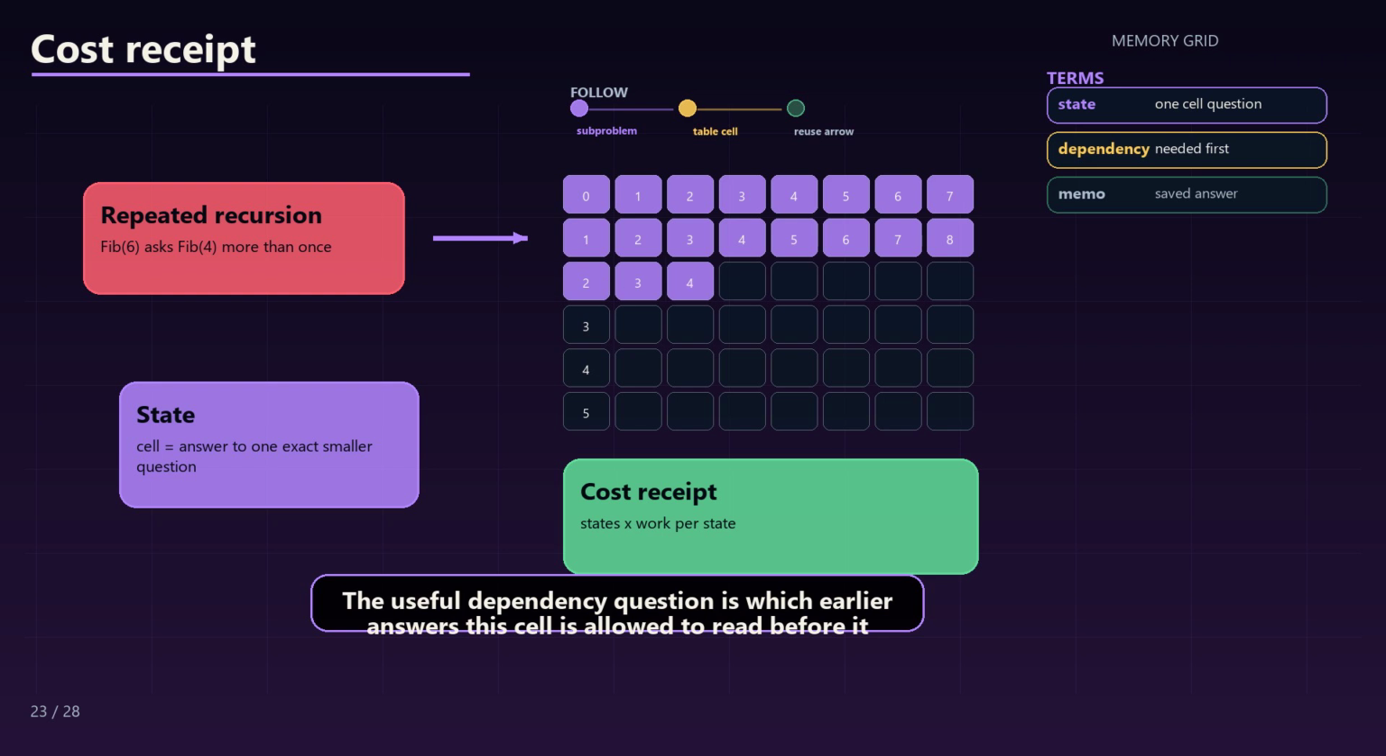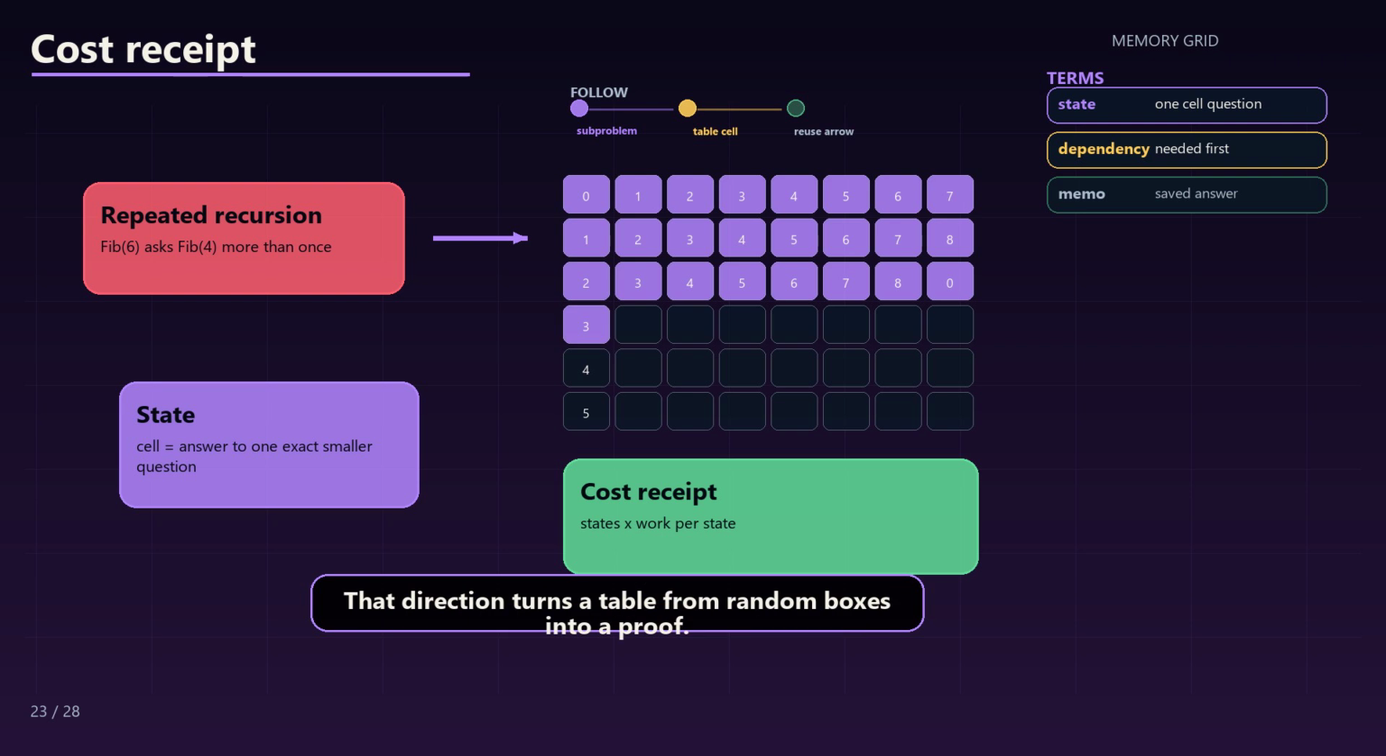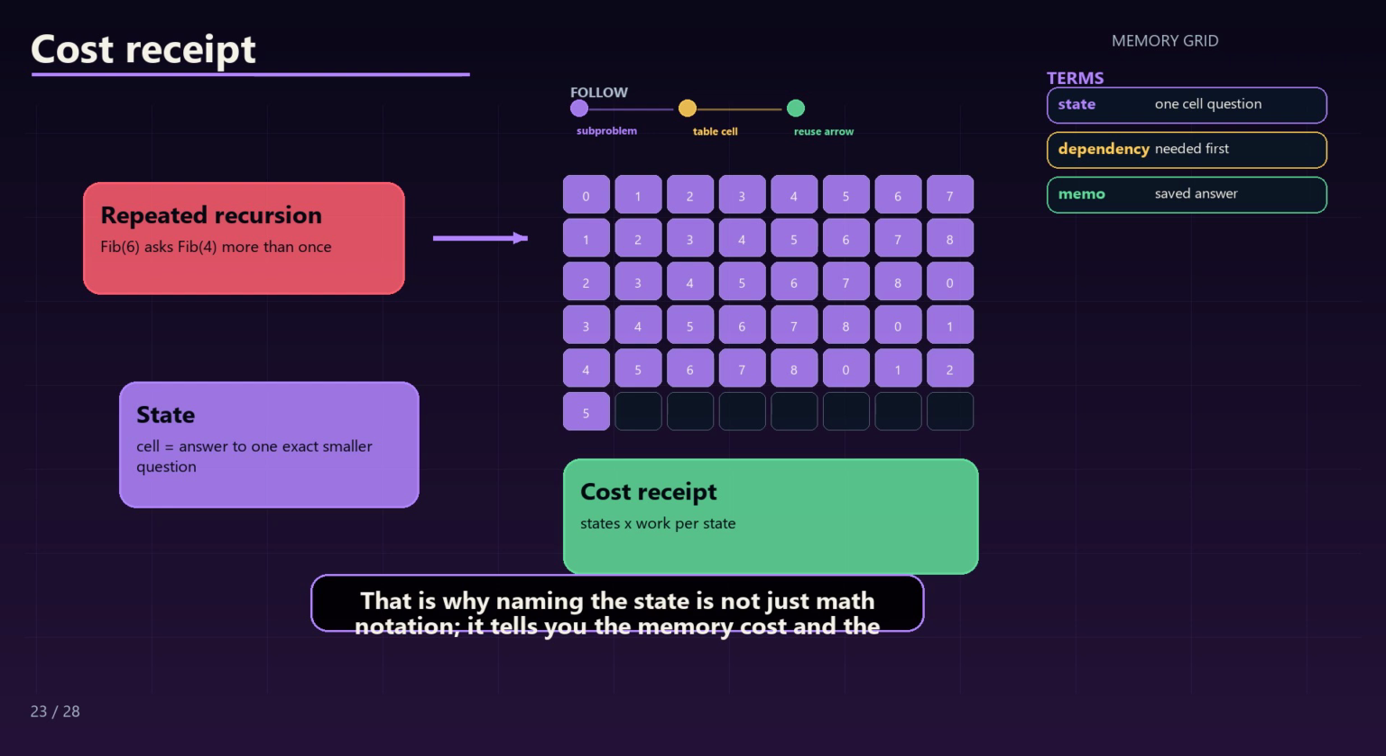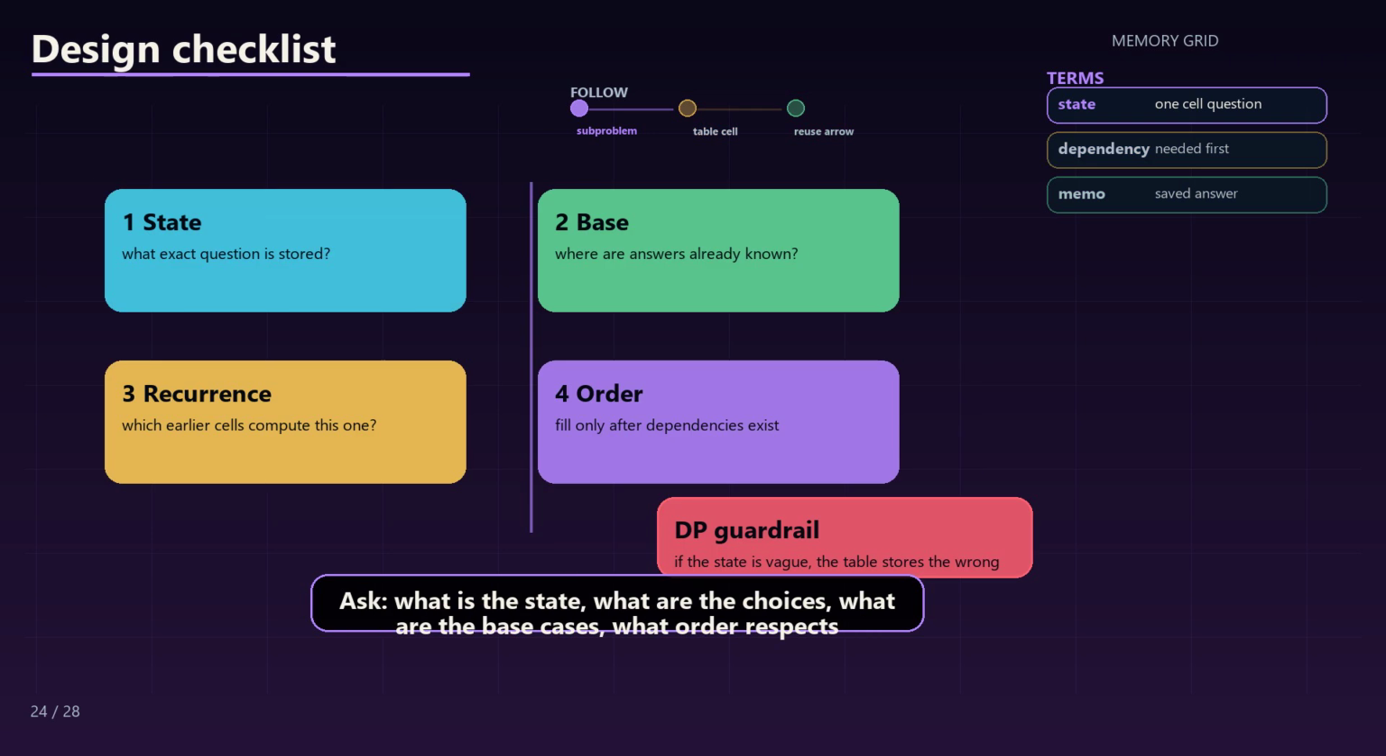The useful dependency question is which earlier answers this cell is allowed to read before it writes its own value. That direction turns a table from random boxes into a proof. A useful DP estimate is number of states times work per state. That is why naming the state is not just math notation, it tells you the memory cost and the running time. Ask, what is the state, what are the choices, what are the base cases, what order respects dependencies, and how many states exist.